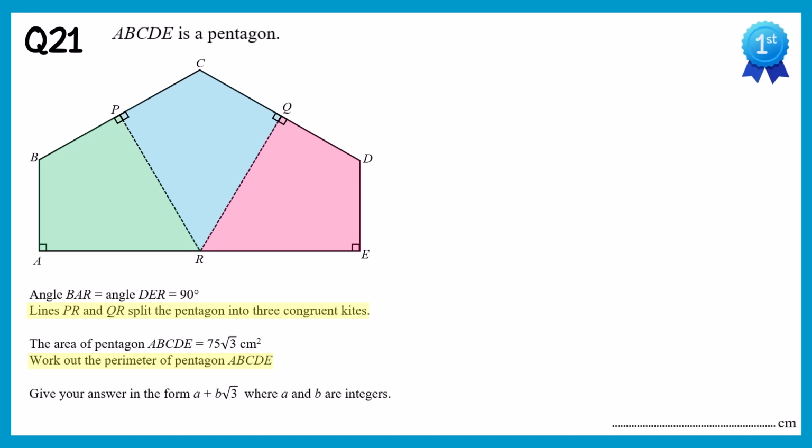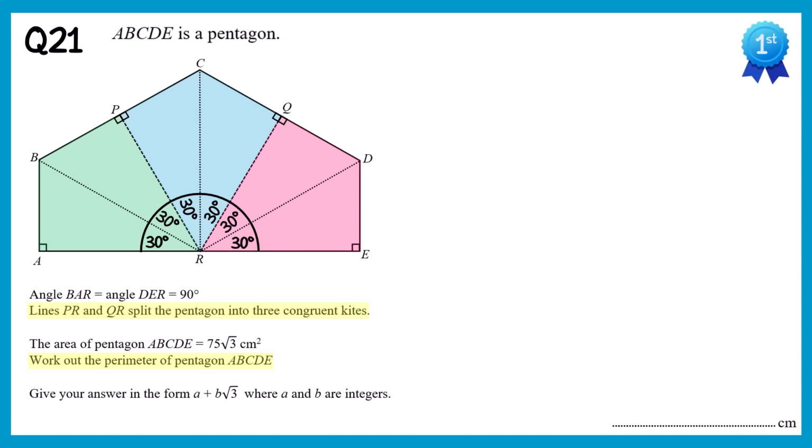Next, we're going to draw a line that splits each kite down the middle. This will split each kite into 2 congruent right-angled triangles. If we now look at this angle here, since ARE must be a straight line, this is 180 degrees. And since each of these triangles are congruent, and there are 6 angles here, we can find the size of each of these angles by doing 180 divided by 6, which will give you 30 degrees. So each of these angles here are 30 degrees.